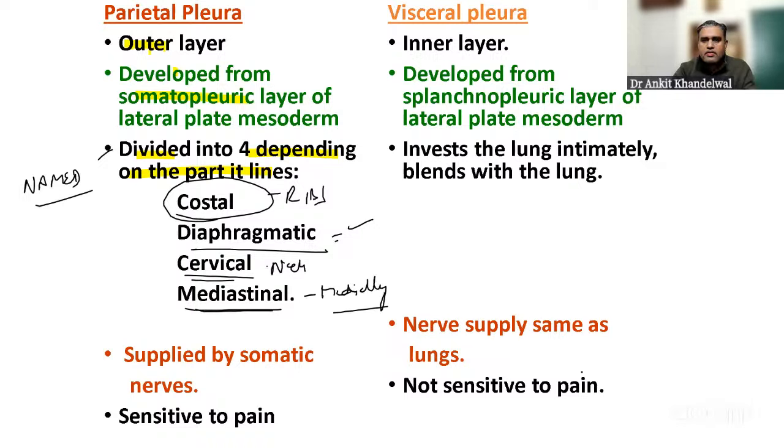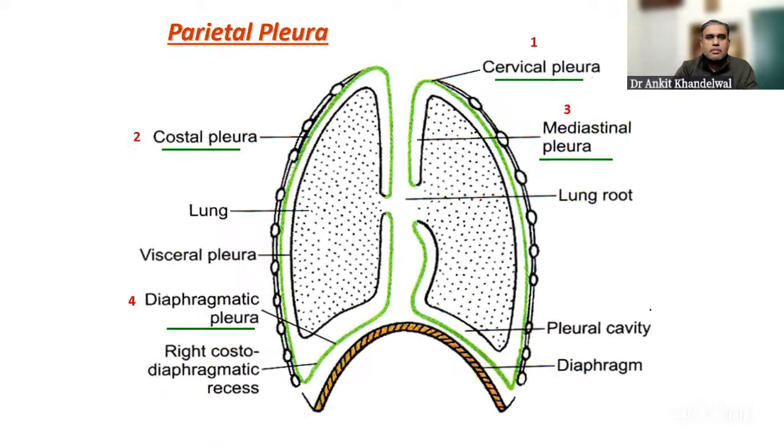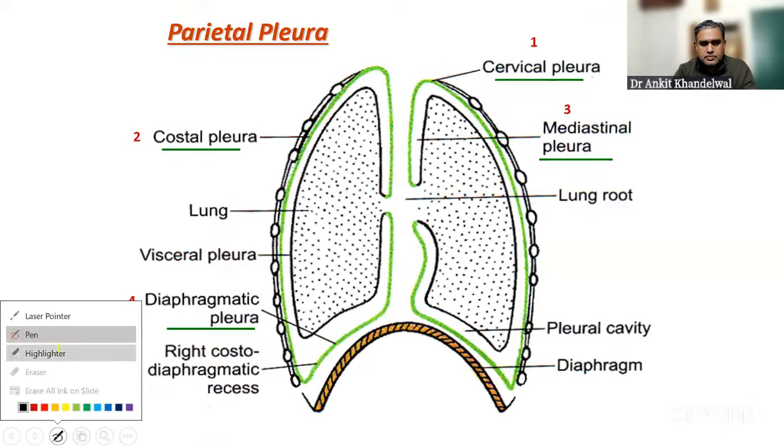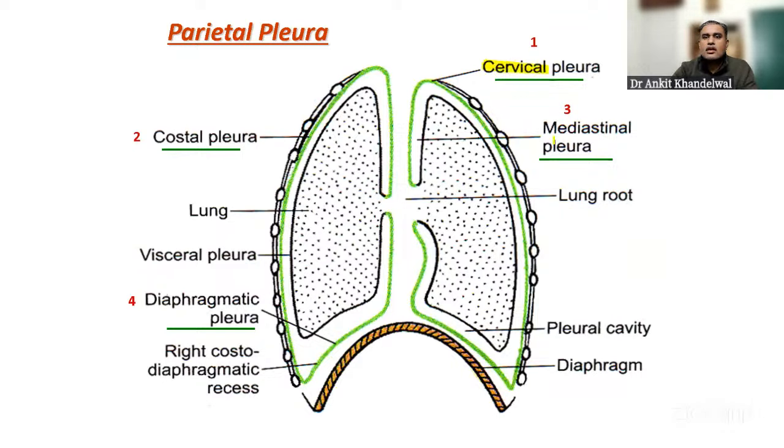Okay, last couple of differences. Supplied by somatic nerve, therefore pain sensitive. Nerve supply is same as lungs, that is the autonomic nerve, and therefore it is pain insensitive, simple as that. Yes or no? Try to remember this. Then obviously the parietal pleura, we have seen it is divided into four parts or named into four parts. Neck region, cervical pleura, underlying the ribs, costal pleura, mediastinal pleura, and below you have the diaphragmatic pleura.